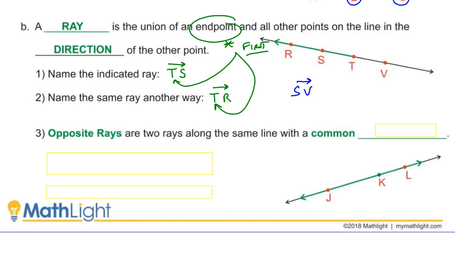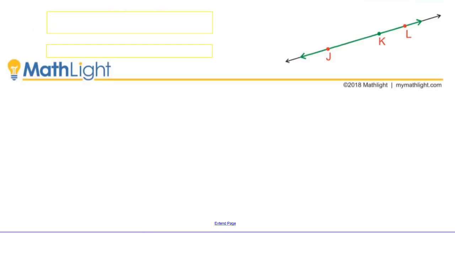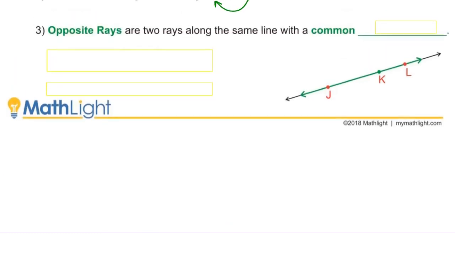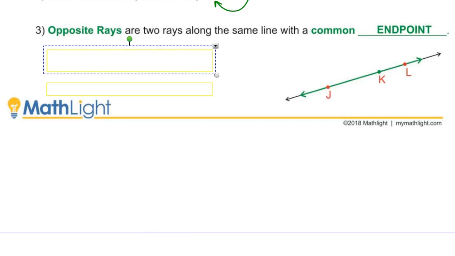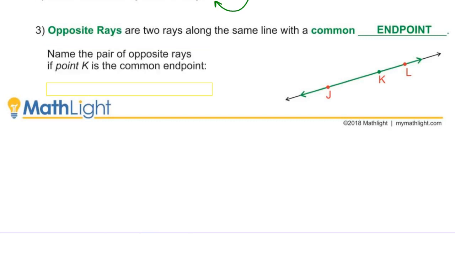Number three, opposite rays. Let's talk about opposite rays. Opposite rays are two rays along the same line with a common endpoint. So name the pair of opposite rays if point K is the common endpoint. This is what we should say. Ray KJ. Can you see that ray? I'll do it in blue. It starts here and it goes this way.